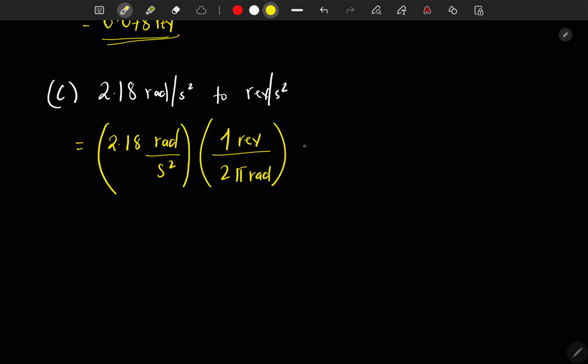Like that. Rad gone. So we end up having 2.18 divided by 2 pi, sorry. So we divide 2.18 by 2 pi. We can do that. All right, so I'm getting 0.3. I'll round it off to 3 decimal places. So we get revolutions per second squared. That's all.